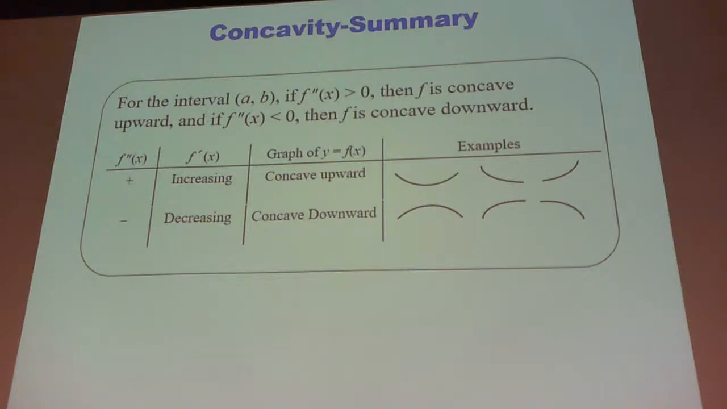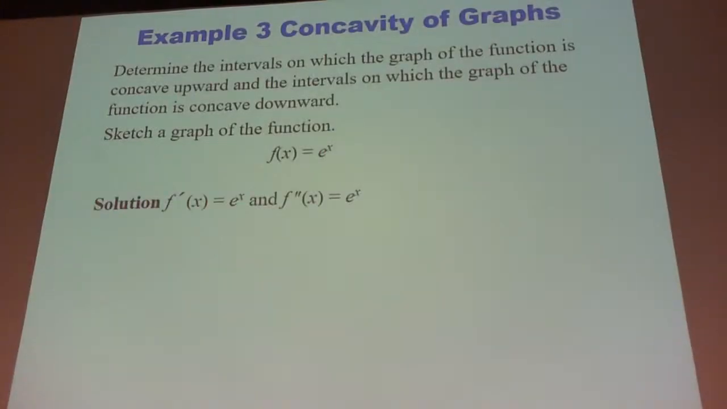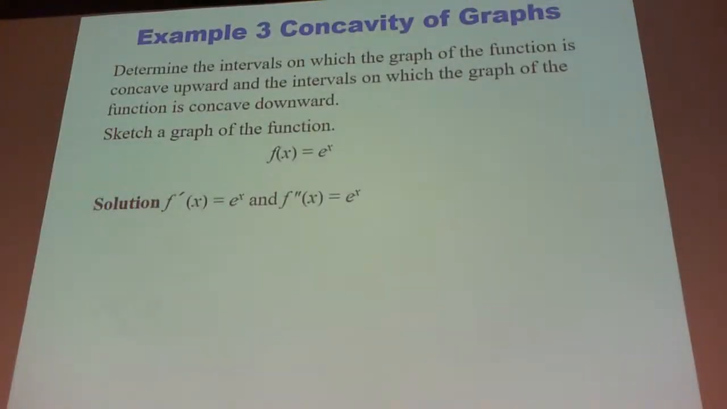But remember, the first derivative is defined by where the original graph is increasing or decreasing. The second derivative is defined by where the original graph is concave up or concave down. Okay, so if we have the graph of e to the x, let's talk about that one. The first derivative of e to the x is e to the x, and then the second derivative would be e to the x.